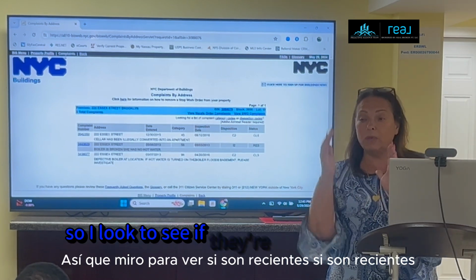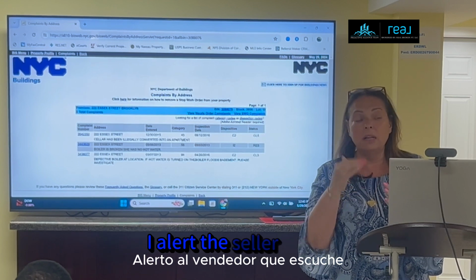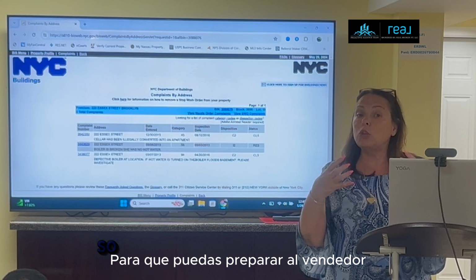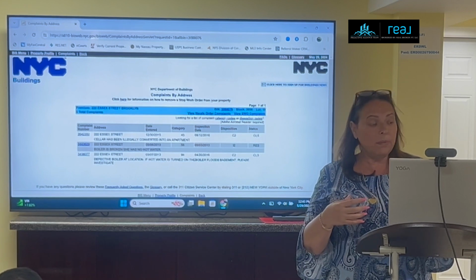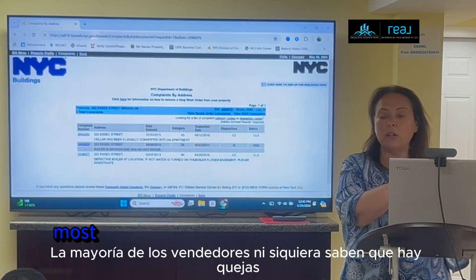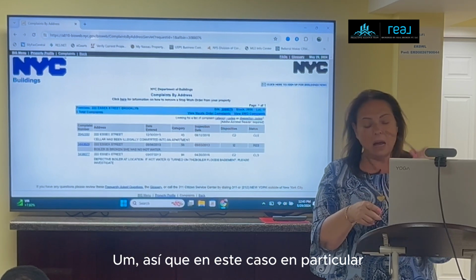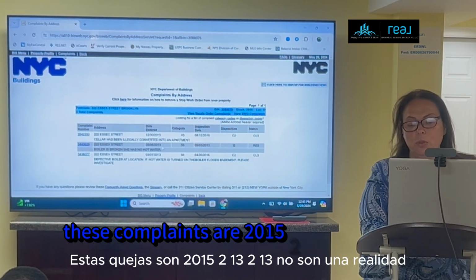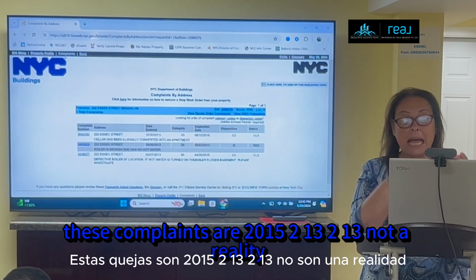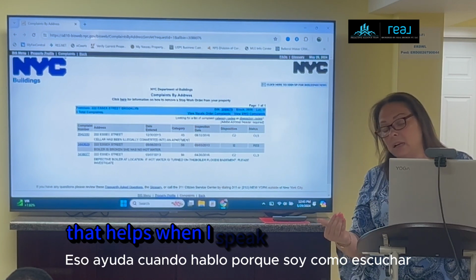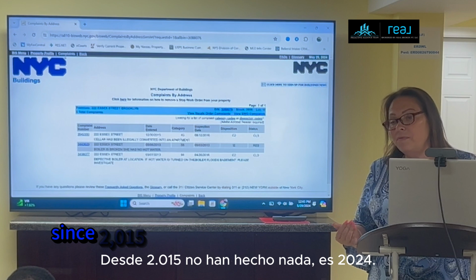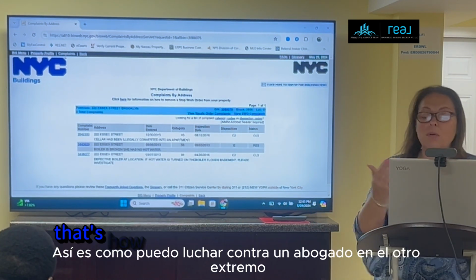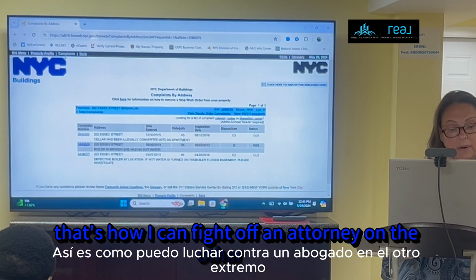So I look to see if they're recent. If they're recent, I alert the seller. Listen, be very cautious. They're looking for you. This is what they're going to come out looking for, so you can prepare the seller. You don't want to leave them blindsided. Most sellers don't even know that there are complaints. So in this particular case, these complaints are from 2015, 2013, 2013, not a reality. As a matter of fact, that helps when I speak, because I'm like, listen, since 2015 they haven't done anything. It's 2024. What's the problem? And that's how I can fight off an attorney on the other end.